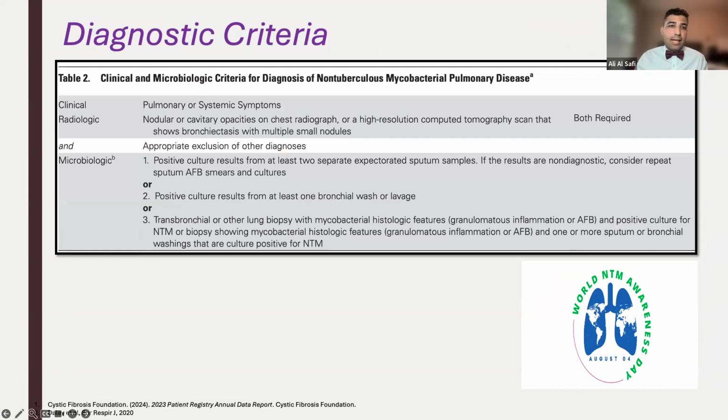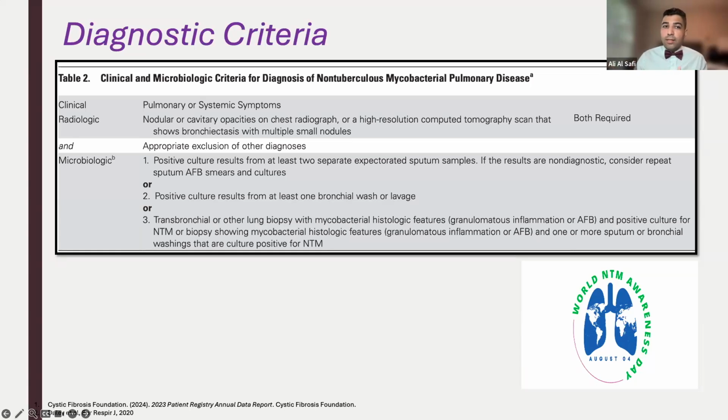Radiological findings, like the one that we mentioned earlier, underlying bronchiectasis and tree-in-bud nodularities. And both clinical and radiological features are required to diagnose the disease. We also have to rule out other diagnoses or other causes. And finally, we have the microbiologic criteria. For the microbiologic criteria, one sputum culture is not enough to diagnose the disease. We need at least 2.